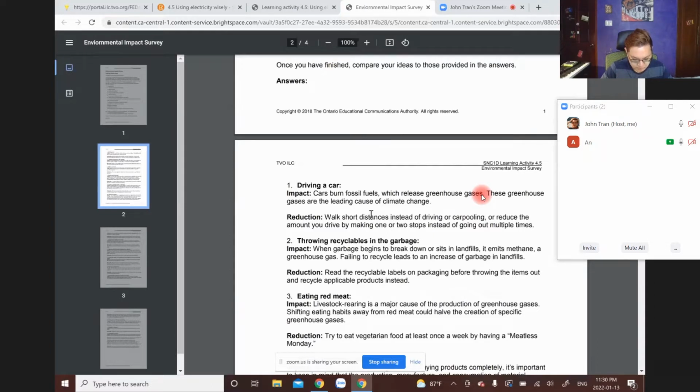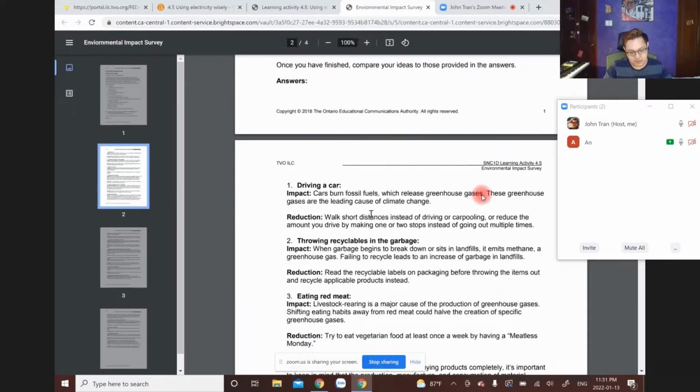Eating red meat: livestock rearing is a major cause of greenhouse gas. Beef, lamb, these are red meat, right? To raise these animals, of course, they produce a lot of CO2 and CH4, methane gas, and these are the major greenhouse gases. So if you eat red meat, you are indirectly contributing a lot to greenhouse gas emissions and climate change.